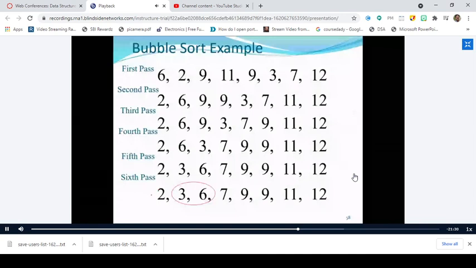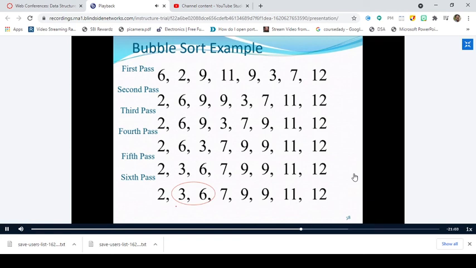No, sir. So if no swap operations have been performed in a particular pass, what does it mean? That means the elements are in the same order and none are out of order. So is there any need to go to the next pass? No, right? So you will end the algorithm.